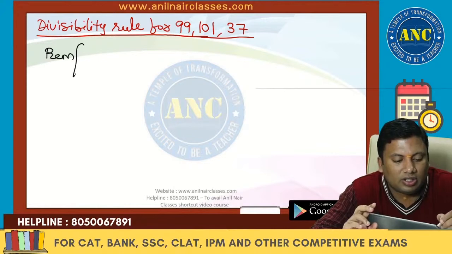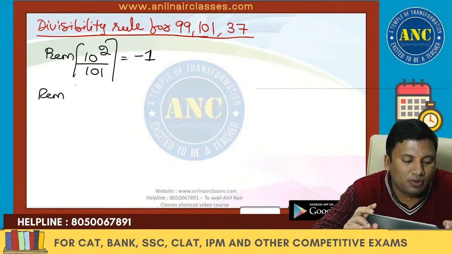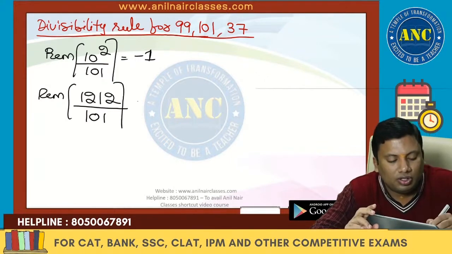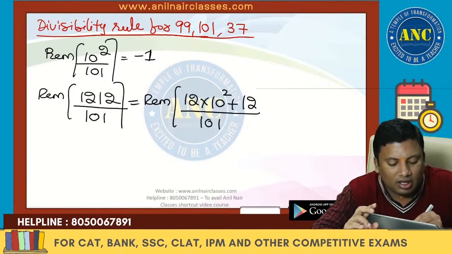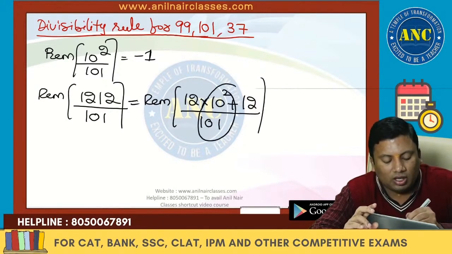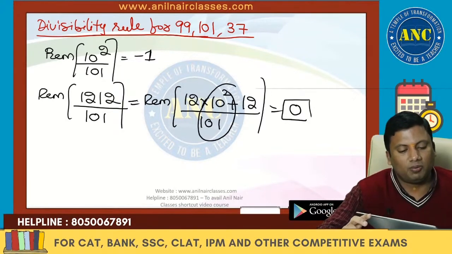These are nothing but 10 square divided by 101. 100 divided by 101 gives minus 1. Suppose, instead of a 3-digit number, it is a 2-digit number, 1212 divided by 101. These are nothing but 12 into 10 square plus 12 divided by 101. 100 divided by 101 is minus 1. Minus 12 plus 12 is nothing but 0.